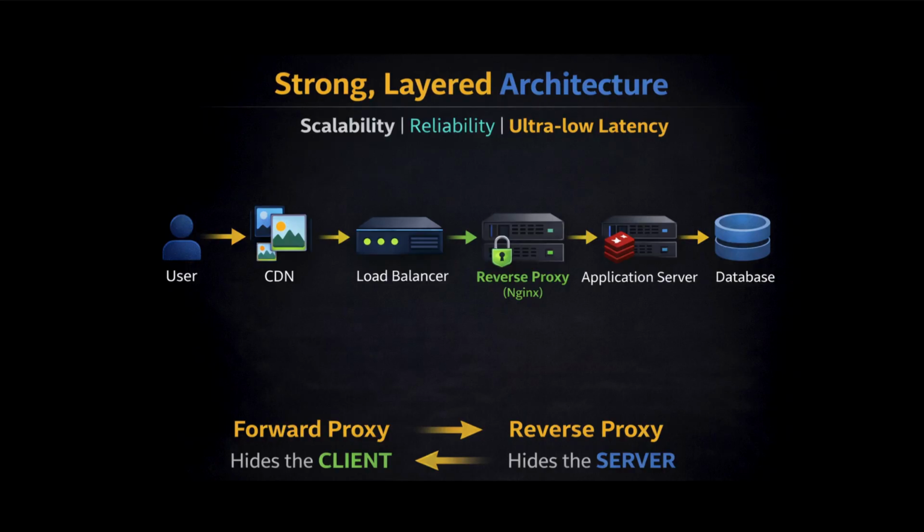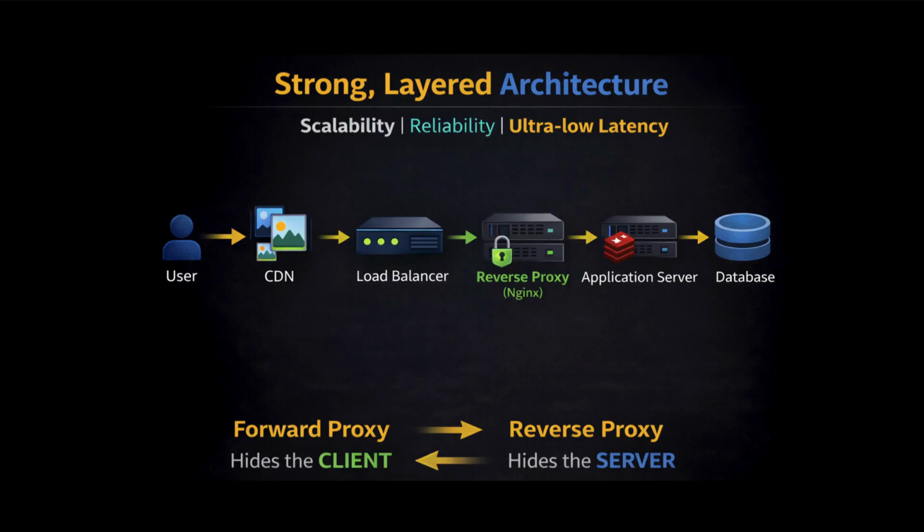It then passes through a reverse proxy like Nginx for security and SSL termination. It reaches the application server to process the logic. The server checks a cache like Redis for speed before finally hitting the database. This layered architecture is the gold standard. It's what gives modern apps their scalability, reliability, and ultra low latency.